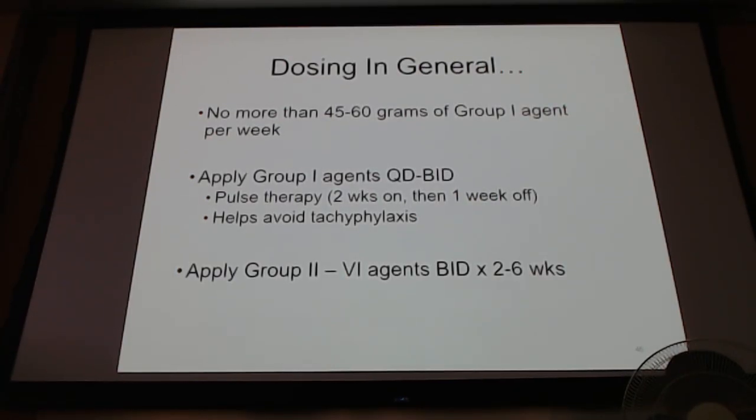No more than 40 to 60 grams of group 1 agent per week, right? Group 1, because that's the strongest. Apply group 1 agents once a day or twice a day. 2 weeks on, 1 week off. So it just avoids the tachyphylaxis, okay? Group 2 through 7, basically BID times 2 to 6 weeks. So that just breaks it down. Again, I am key on the groups, not specifically you picking clobetasol versus, yeah, not that stuff. Groups are what are important when it comes to the topical stuff.